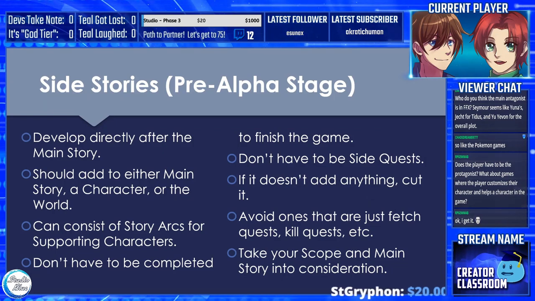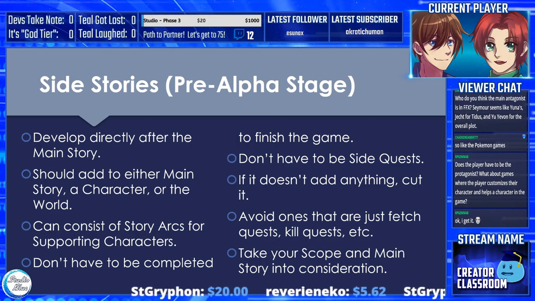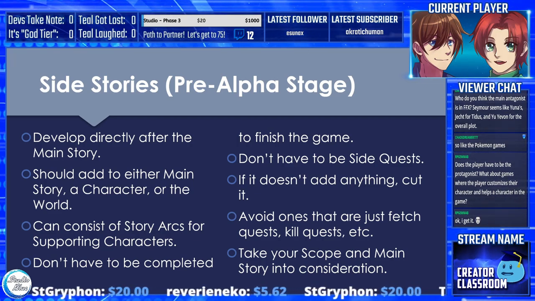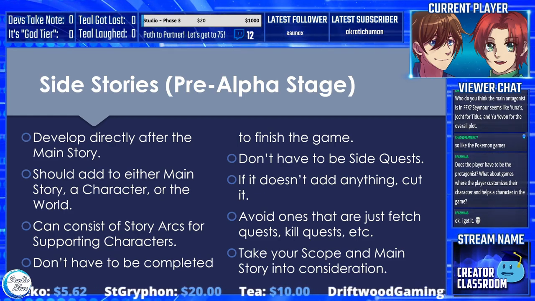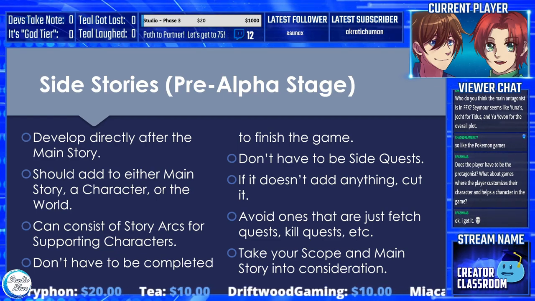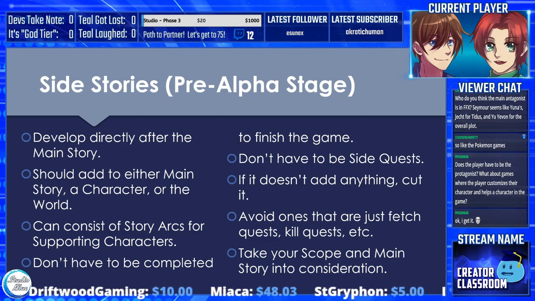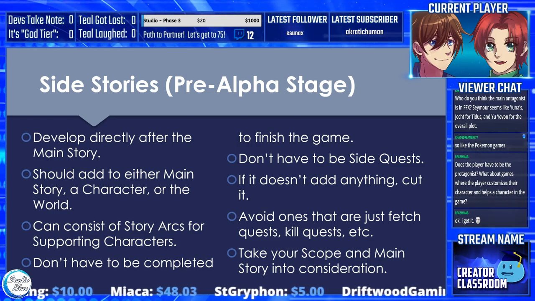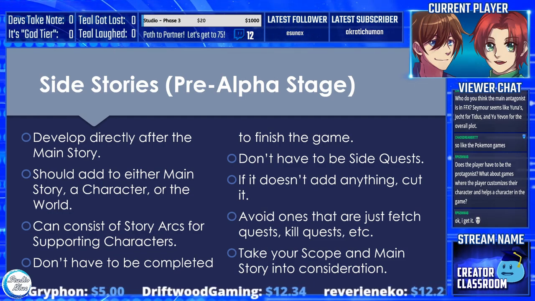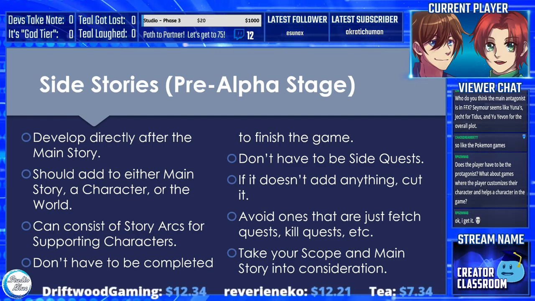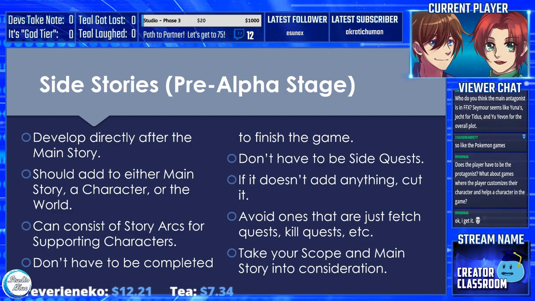Okay, side stories. These should be developed directly after the main story, but elements of these can be conceptualized during that part. Just don't focus on the creation of side stories until after the main story is complete. Side stories should add something to either the main story, one of the characters, or the world itself. They should primarily consist of story arcs for the supporting characters that don't have to be completed to finish the game. They also don't have to be side quests. If a side story doesn't add anything, you should consider cutting it.